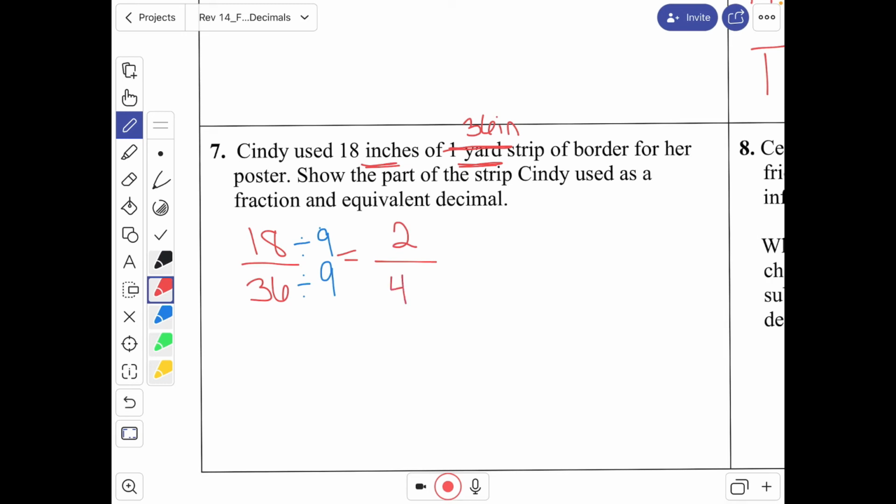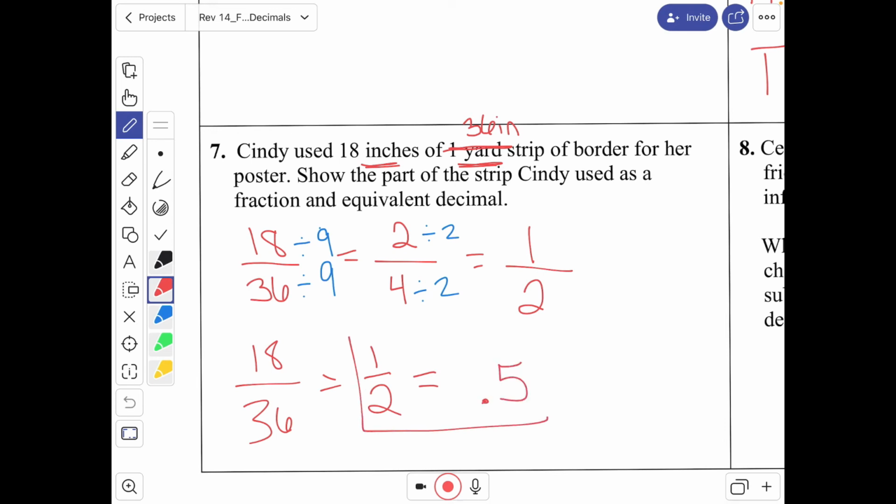There must have been something a little bit bigger, because I can still simplify 2 and 4. I can simplify those by 2. 2 divided by 2 makes 1, and 4 divided by 2 is 2. So 18 is half of 36. 18/36 is 1/2, and 1/2 is, what is a decimal? 0.5. Everybody should know that one.